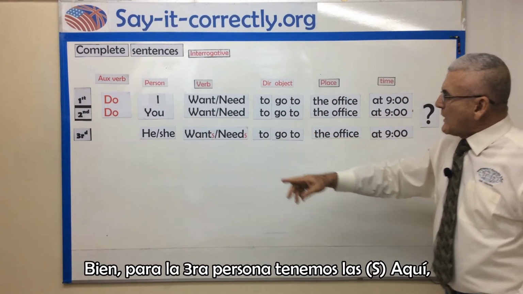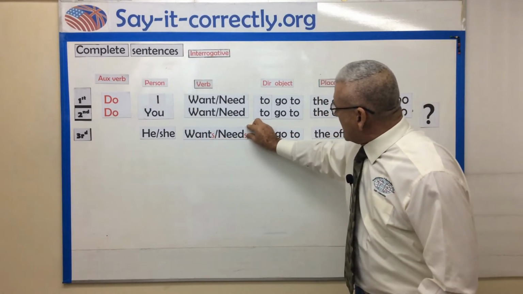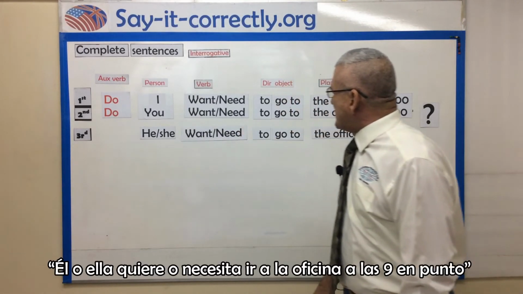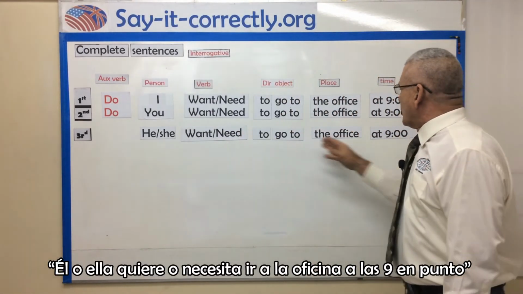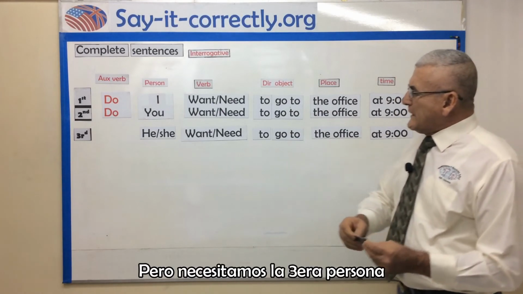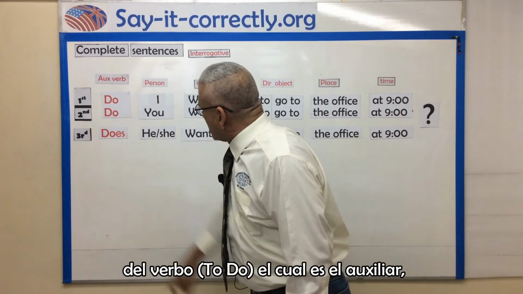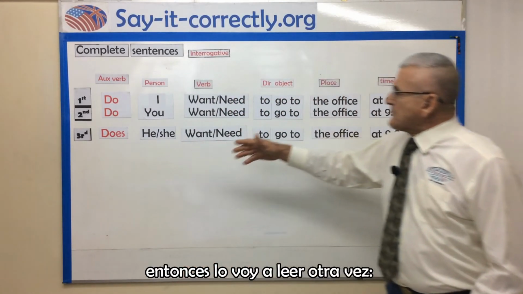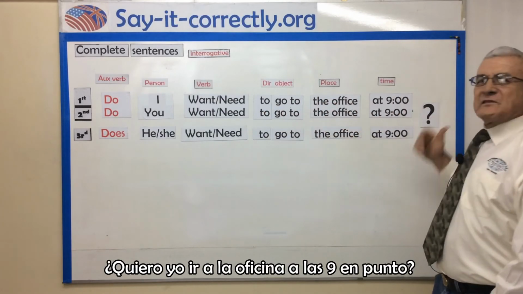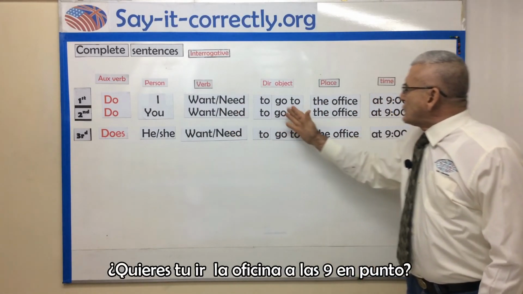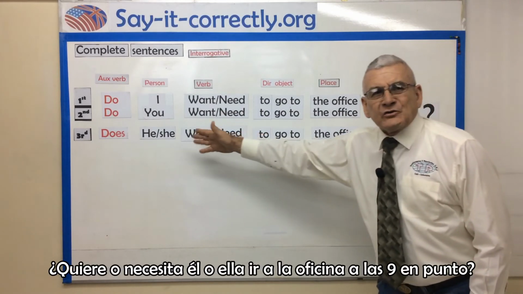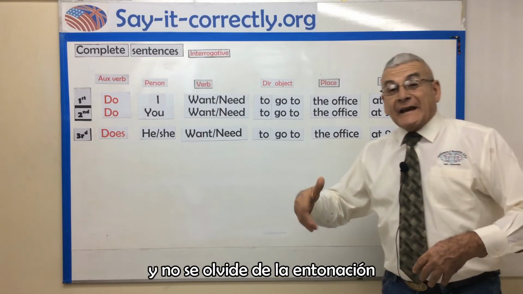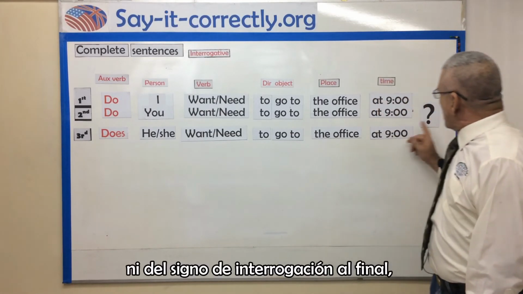Now, for the third person, we have the S right here. So we need to change that in the statement. He or she wants or needs to go to the office at 9 o'clock. But we need the third person of the verb to do, which is the auxiliary. So, I'm going to read it again. Do I want to go to the office at 9? Do you want to go to the office at 9? Does he or she want to go to the office at 9? That's how you ask questions, and the intonation, don't forget, and the question mark at the end.